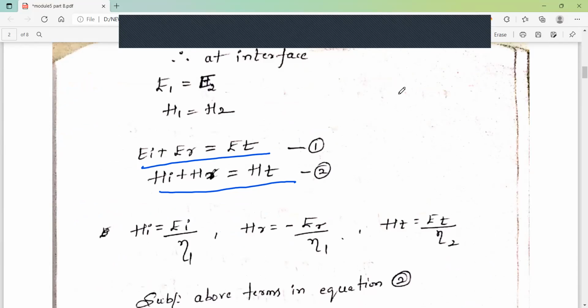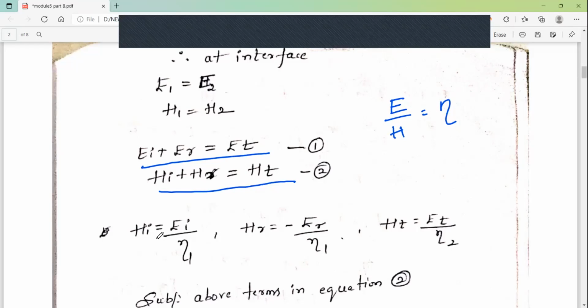Okay, now we know that the ratio of electric field and magnetic field strength is given as eta. Eta is nothing but the intrinsic impedance. Now, the intrinsic impedance is dependent on the medium in which the wave is traveling. So if we have the incident electric field versus incident magnetic field, the incident wave is only in medium 1. So here it will be eta 1. So according to that, we can get the HI value as EI by eta 1.